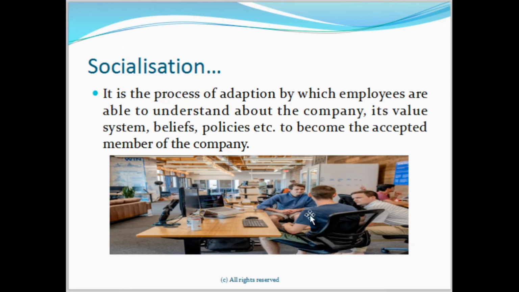So this is what we are talking about as socialization, that we are making people familiar, and the employees in the organization are welcoming or accepting the new employees as their team member or as part of the organization. Okay, that's the socialization process.